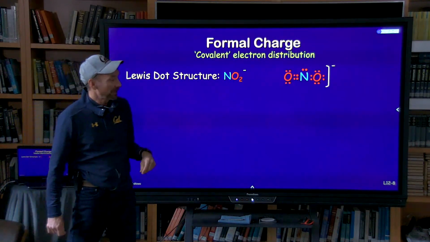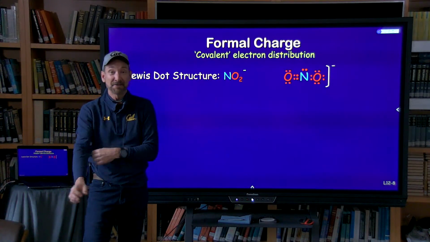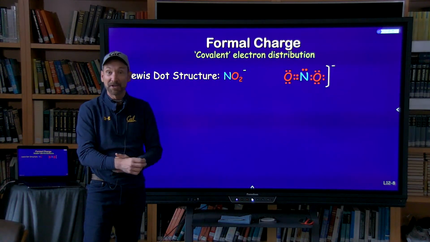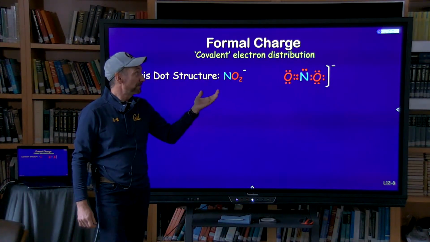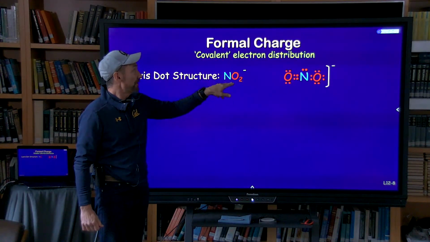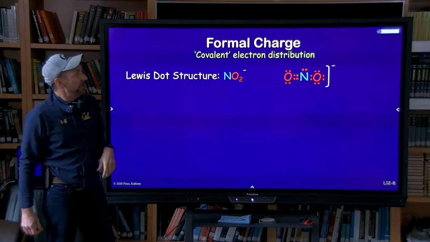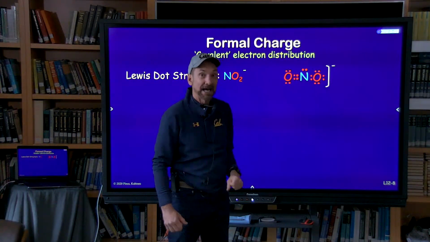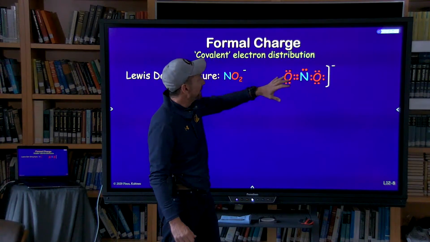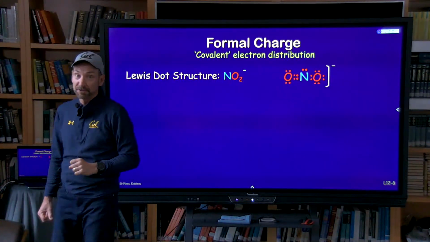So last time we were talking about formal charge, and formal charge is kind of a made up thing. It's a mathematical thing that we do for a relatively specific reason. The charge on a molecule or ion can be assigned to one of the atoms, and it's difficult to see where it should go if you just draw the Lewis dot structure.